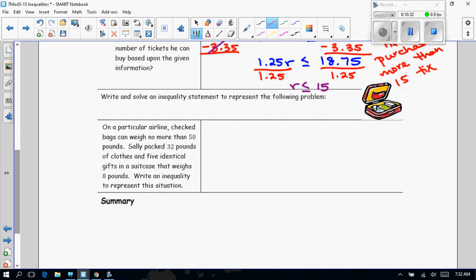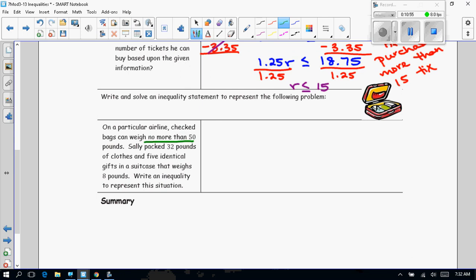I'm going to help you guys get this started, but then I'm going to have you figure this out. On a particular airline, checked bags can weigh no more than 50 pounds. All right, I do this every time my daughter leaves for college. We have to make sure it weighs 50 or less, right? No more than 50 pounds. So it can be 50, it can be 49, it can be 48, it can be 25, right? Just cannot weigh 51, 52, 53.